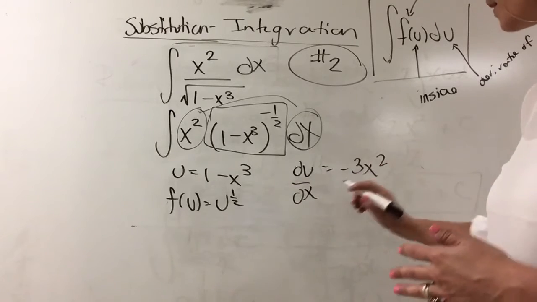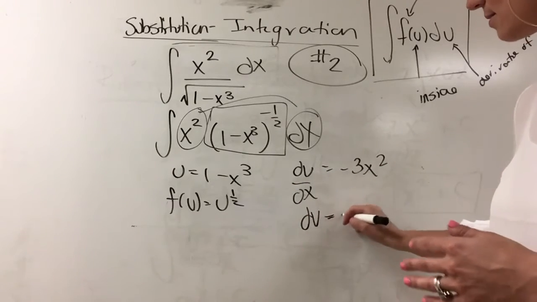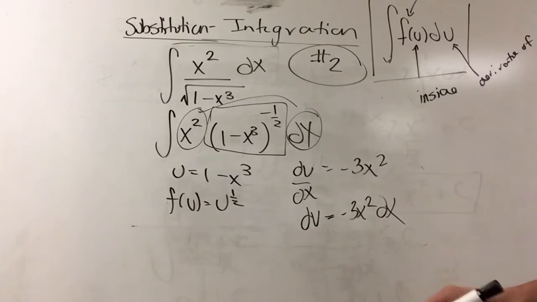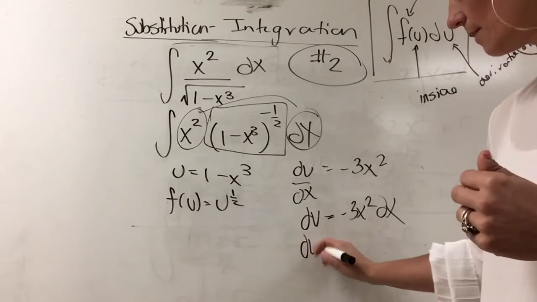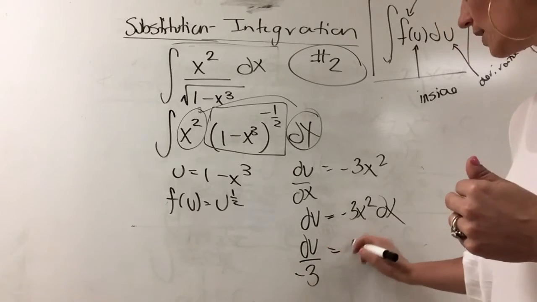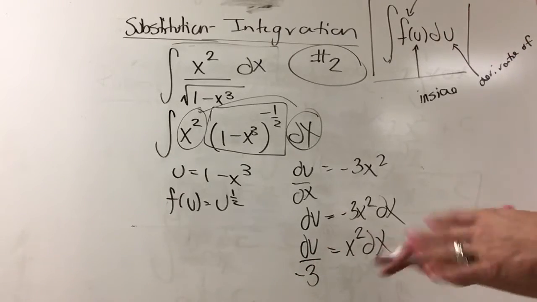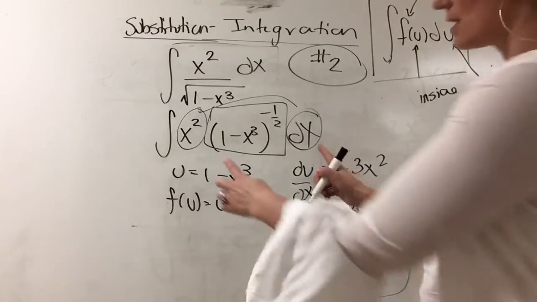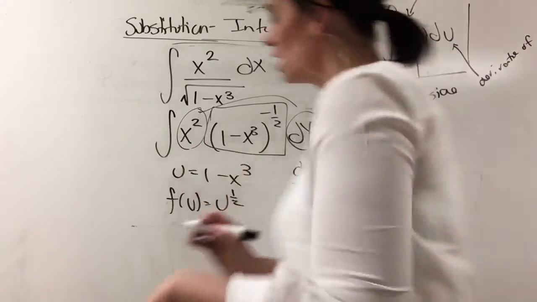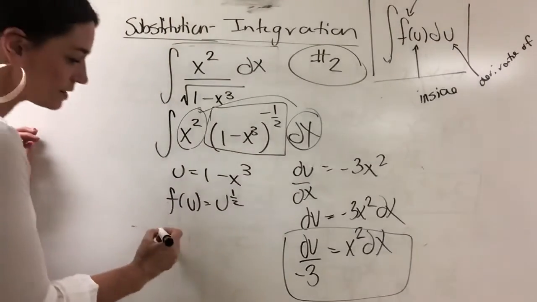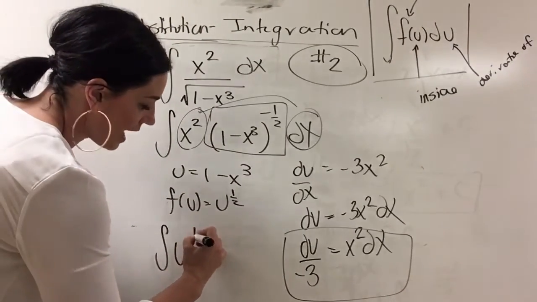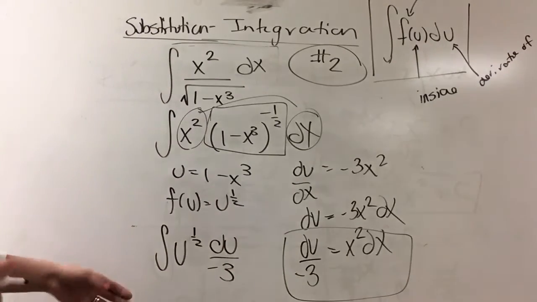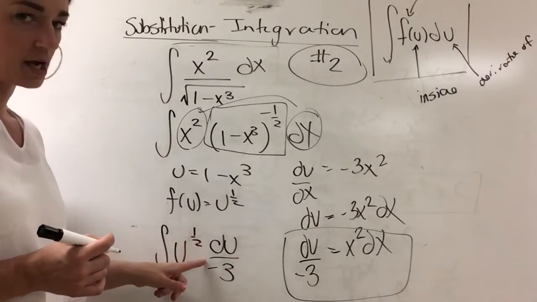So I'm going to start by multiplying both sides by dx. Well, now I have this minus 3, which is annoying. So I'm actually going to divide both sides by minus 3. So I end up with du over negative 3 equals x squared dx. So that's perfect. I've rearranged. That is going to be substituted instead of this. Okay? So I'm going to go ahead and do that substitution. So I end up with u to the negative a half times du over negative 3.